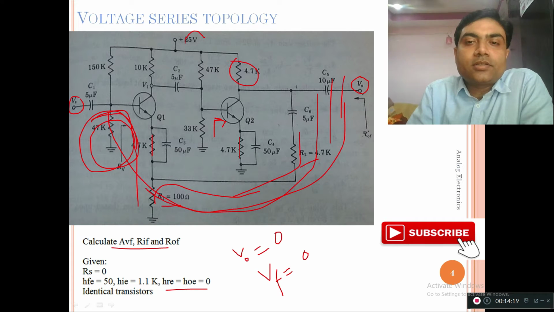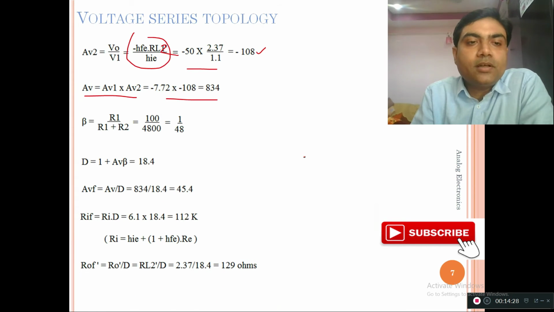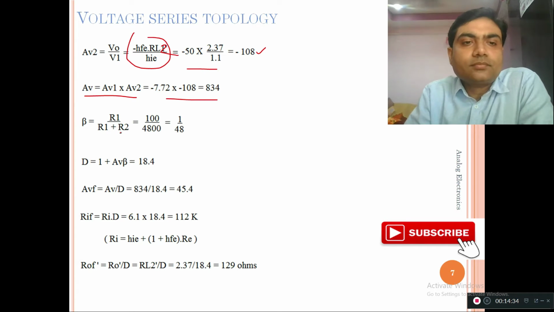If I am interested in calculating VF, I will have to take this V naught multiplied by this R1 upon the combination of R1 and R2. That is what has been done here. So beta is nothing but VF upon V naught, and this is R1 upon R1 plus R2. And likewise we can calculate the value of the beta. So once we determine the A and beta, we can determine the D by putting the numerical values, and once we determine D, we can calculate the AVF, we can calculate the RIF.